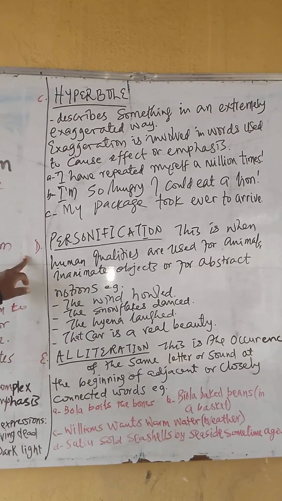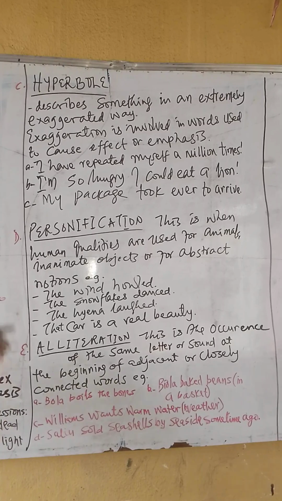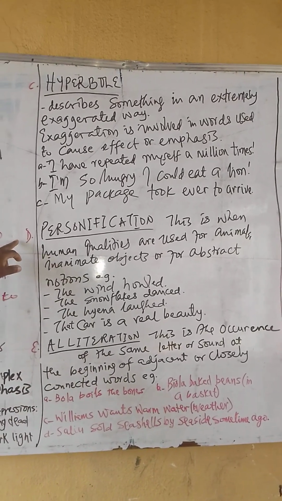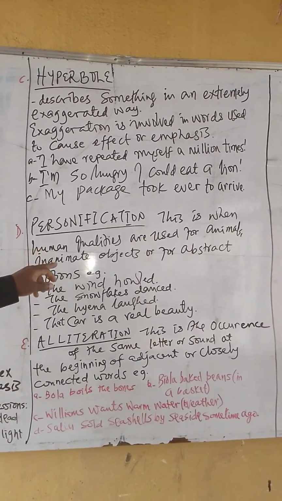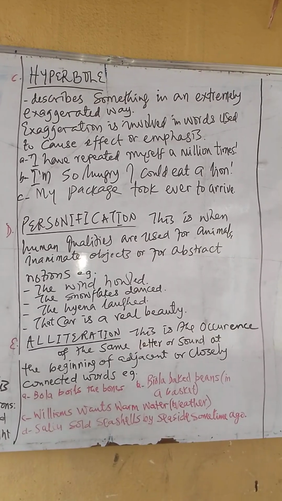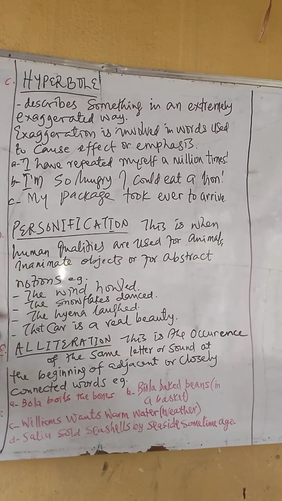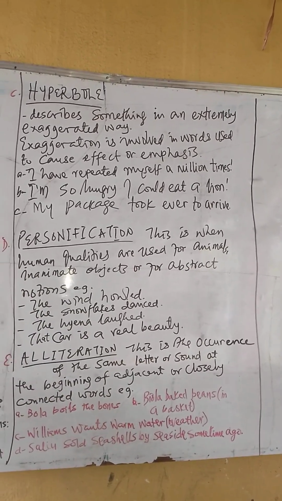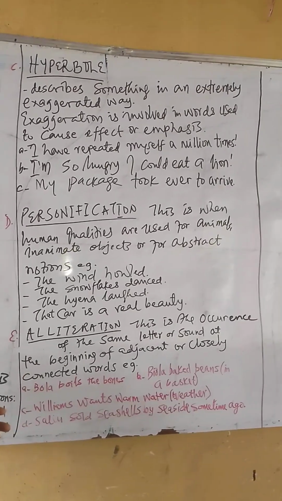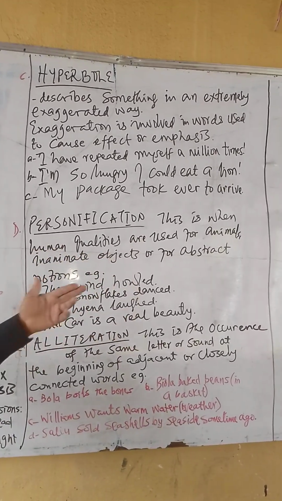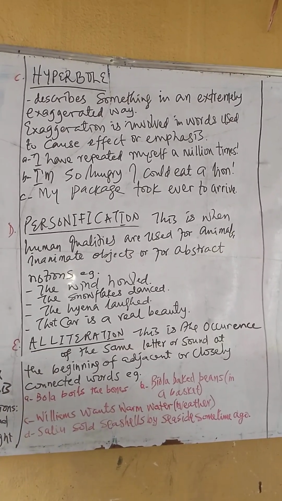Then there is personification. Okay, there's alliteration added too, and we'll take that also within the little time that we have. Personification is when human qualities are used for animals, inanimate objects, or abstract notions, just to express yourself.